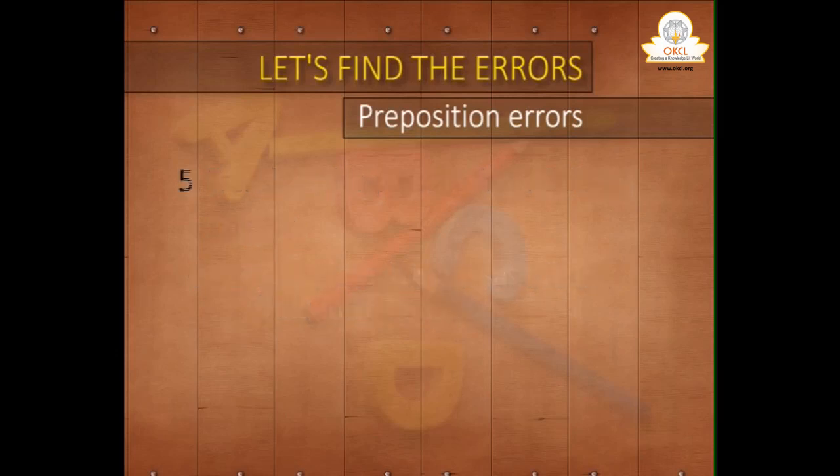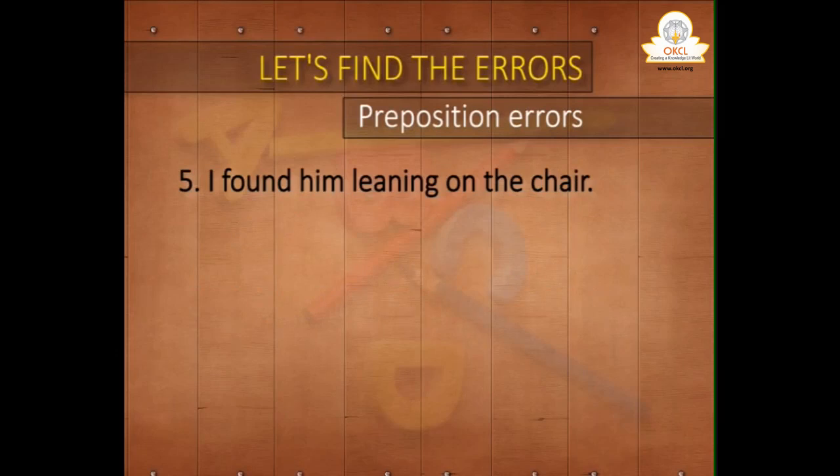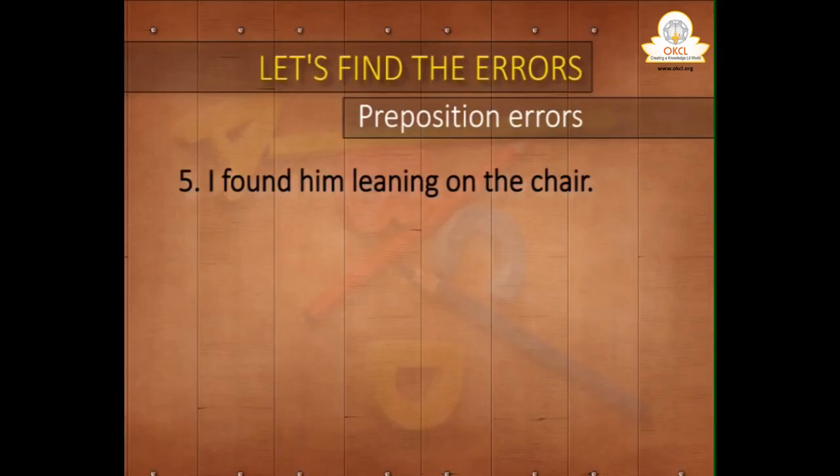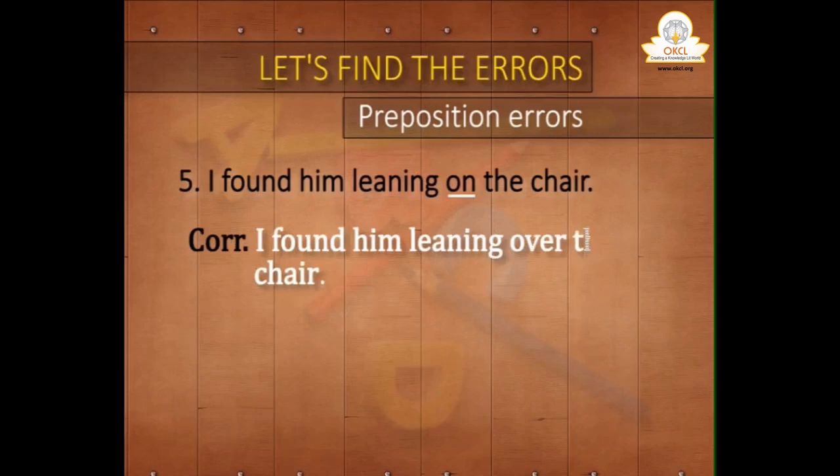I found him leaning on the chair. Leaning takes three prepositions, you know it. Leaning against a wall, leaning on a stick, leaning over a chair, when you do not touch it. So leaning on a chair is wrong, leaning over the chair. Let's see the next error.